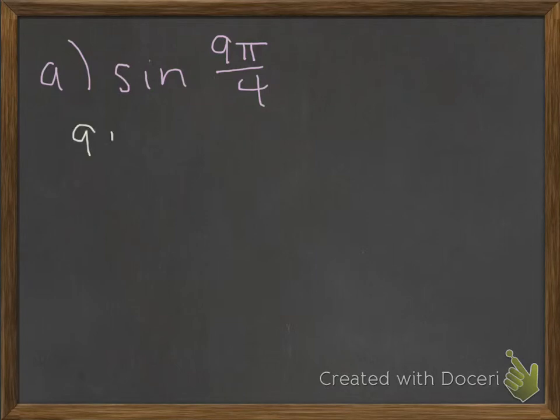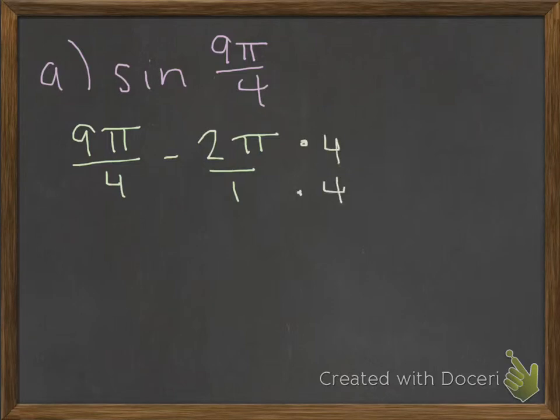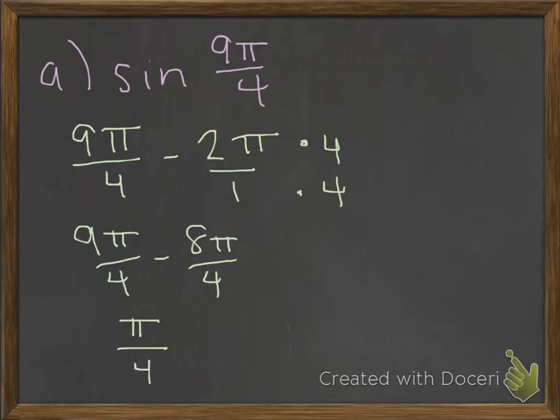So the first step we do is find a coterminal angle, and to do that, we subtract 2 pi. Now remember, I need to get common denominators, so I'm going to multiply this top and bottom by 4. So I have 9 pi over 4, and I'm subtracting 8 pi over 4. So that means the angle we are looking at is 1 pi over 4. So if you flip back to your unit circle, you're going to see that 1 pi over 4 is on there, and the coordinate for that is root 2 over 2, root 2 over 2.